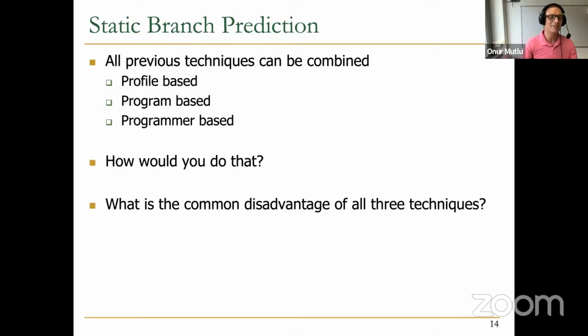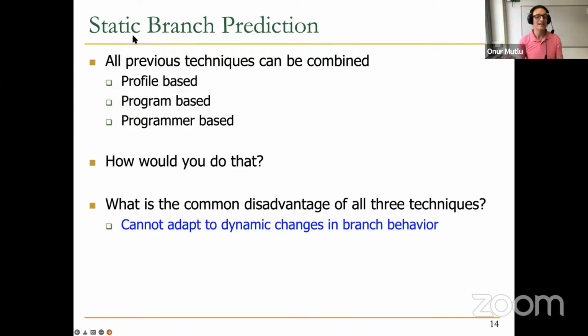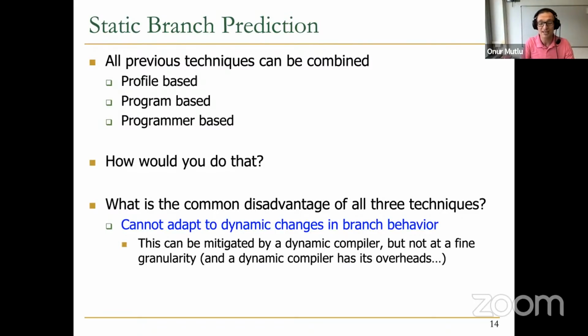What is the common disadvantage of all three techniques? Well, I think the common disadvantage is actually in the slide, which is they're static. Basically, they cannot adapt to dynamic changes in branch behavior. As a result, very predictable looking branches like taken, not taken, taken, not taken, taken, not taken, that behavior is not predictable 100%. It's predictable only 50%, as we discussed, using a hint bit, right? Basically, this is because you cannot adapt to dynamic changes.